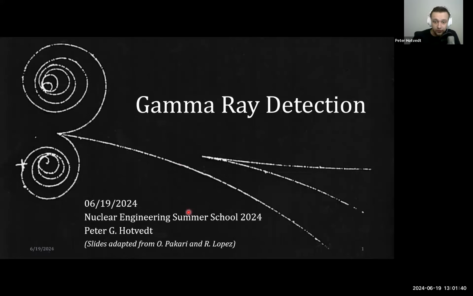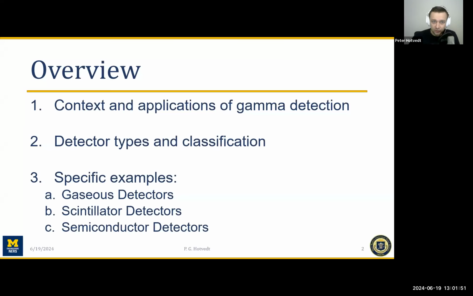So I'm going to give this talk for the Nuclear Engineering Summer School for 2024, and these slides are adapted from Bakari and Lopez. So if you have seen this lecture before last year, very similar, little different. We're going to go over some contexts and some applications of gamma ray detection. And we're going to talk a little bit about detector types and classifications. And then I'm going to get into some specific examples of radiation detectors we might use on a daily basis in the lab, in the field, whatever they may be. And again, just a reminder, if you have your hand up, I'm not going to be able to answer it. Please ask all your questions via Q&A.